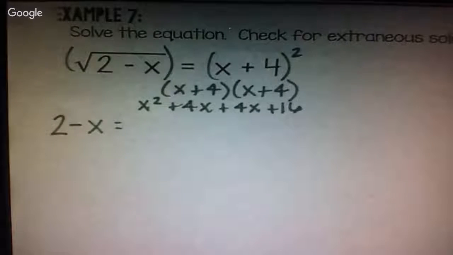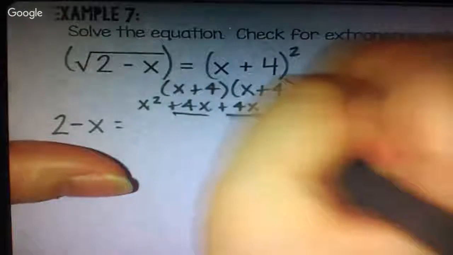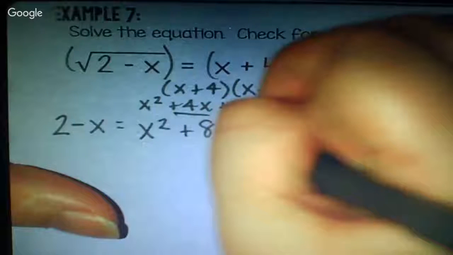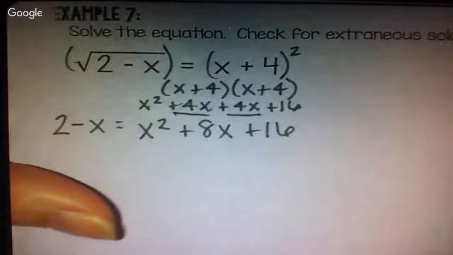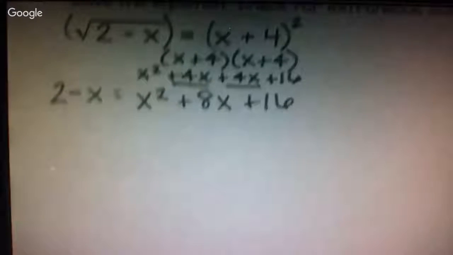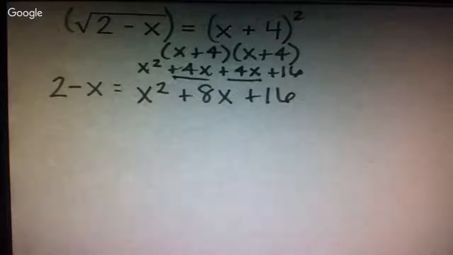Refresher on foiling. So again, first terms, outer terms, inner terms, last terms. I now need to combine like terms before I actually put it down. So 4x and 4x go together. So we finish this off as x squared plus 8x plus 16. Again, we're left with a quadratic.